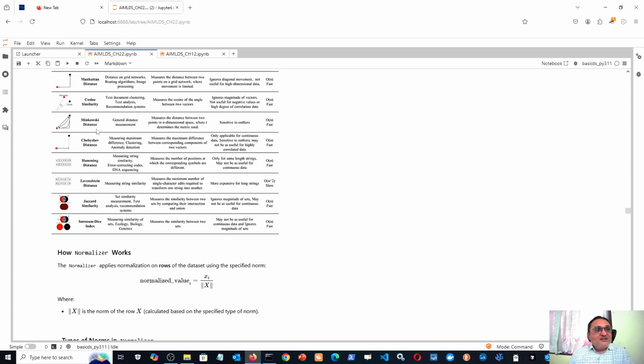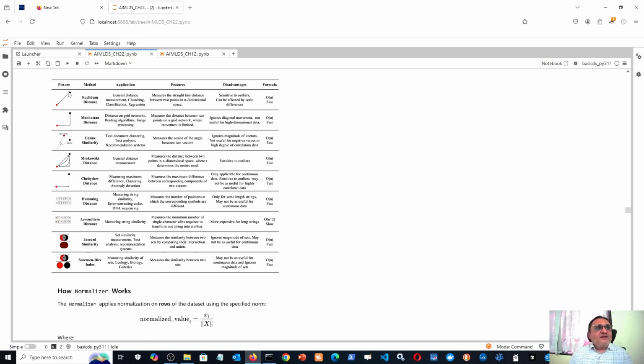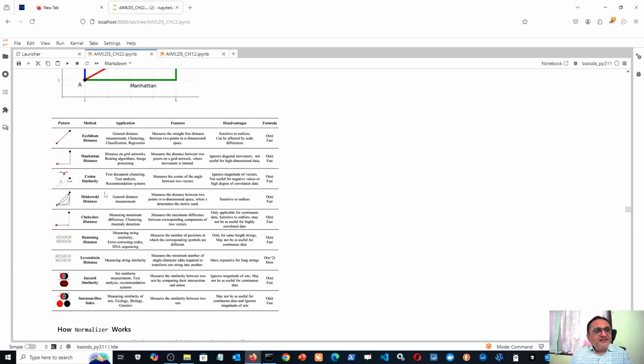There is something called Minkowski distance and Chebyshev's distance. In addition, these are also there, Hamming and all that. But if you see the applications of Hamming, Levenshtein, and Jaccard, and this last one, mostly they are useful for bioinformatics, DNA sequencing, string similarity, and Jaccard is used for text recommendation systems. So that is one important thing. But this is ecology, biology, genomics, etc. But at least Euclidean, Manhattan, and cosine similarity, these three should be clear.